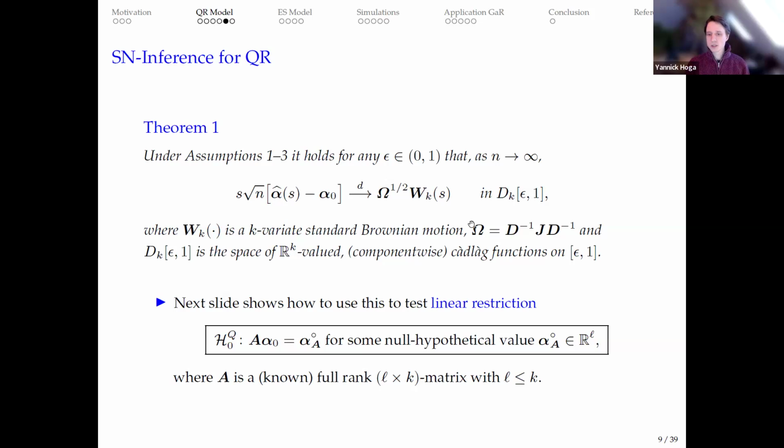And it's this functional convergence that allows us to test this linear restriction on the quantile regression parameters that we're usually interested in inference problems. So the testing problem for the quantile regression is that some linear transformation of the true parameters equals some null hypothetical value under the null. A is a known matrix, full rank, such that we're not testing redundant linear restrictions. A is known, and this null hypothetical value is known. The leading case is always testing significance of a single coefficient.